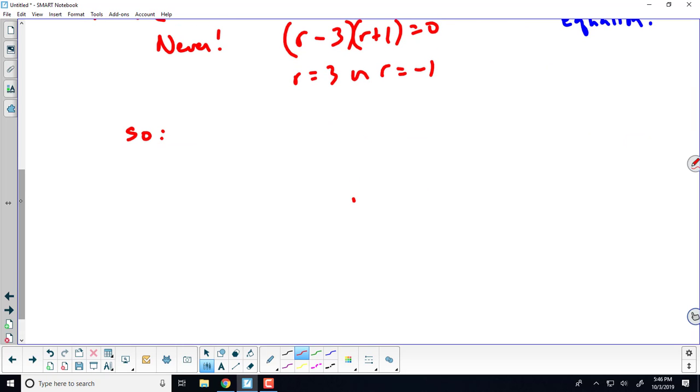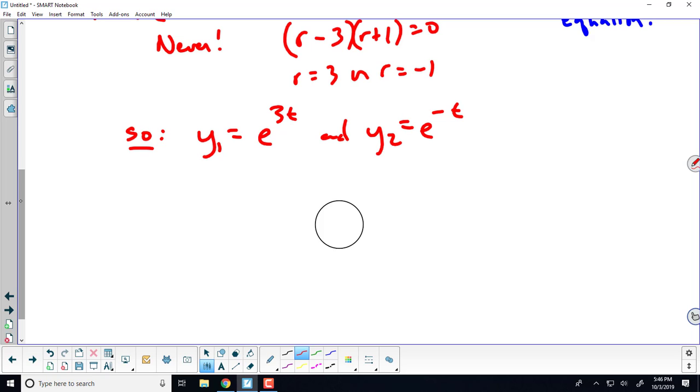So y1 equals e to the 3t, and y2 equals e to the minus t are both solutions. Which is now we're back to where we started, this problem. Okay? So that's how I got those two solutions, was using the characteristic equation.